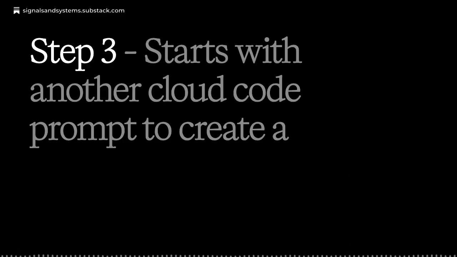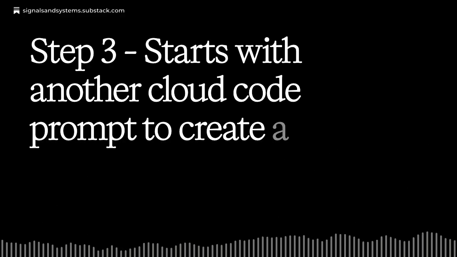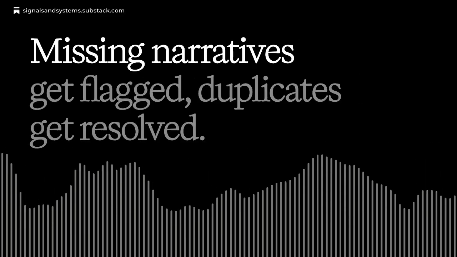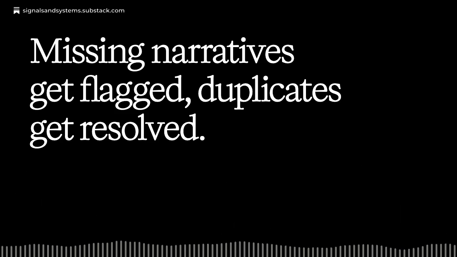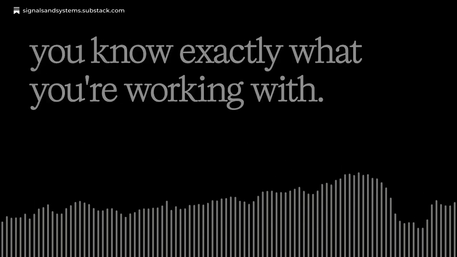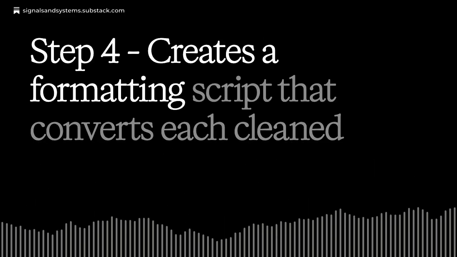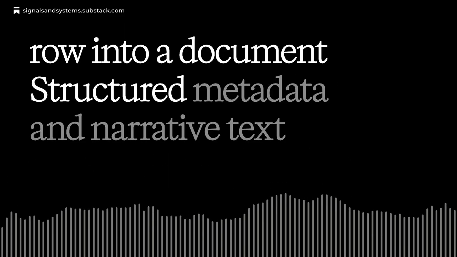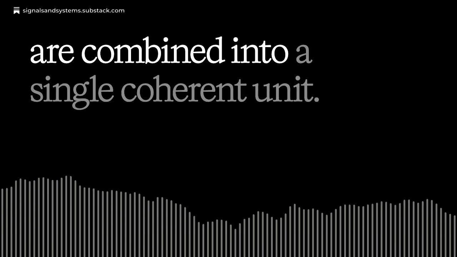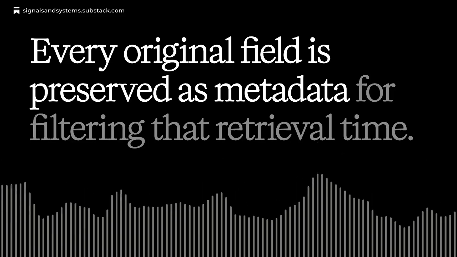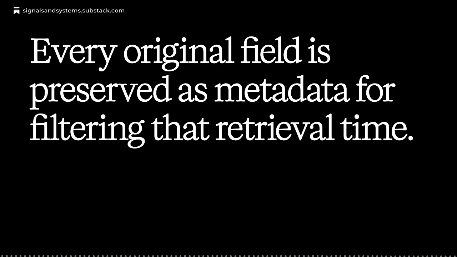Step 3 starts with another Cloud Code prompt to create a script to clean what normalization cannot fix. Missing narratives get flagged, duplicates get resolved, short records get identified. You get a report before the next step runs so you know exactly what you're working with. Step 4 creates a formatting script that converts each cleaned row into a document. Structured metadata and narrative text are combined into a single coherent unit. Every original field is preserved as metadata for filtering at retrieval time.